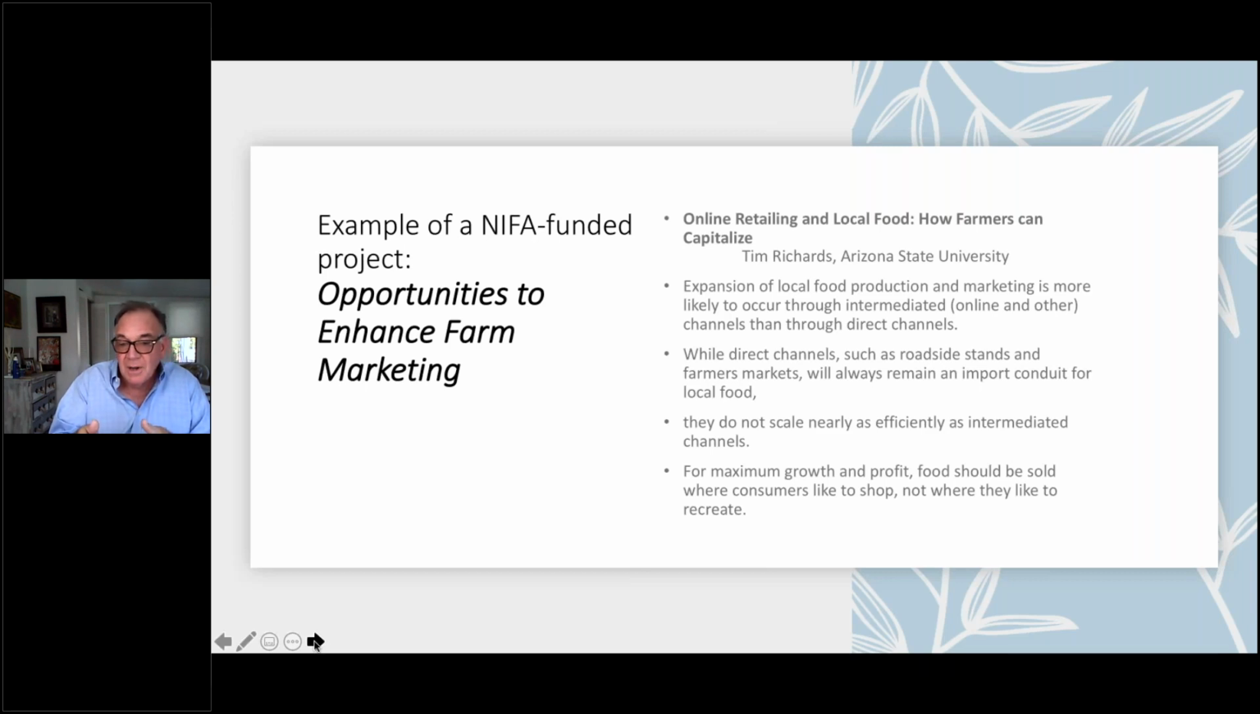But local food advocates would argue that the local food markets also provide other community services and opportunities that are benefits beyond the food marketing itself. So there are these trade-offs between these two types of approaches for creating opportunity for farmers. So this is sort of an example of those kinds of trade-offs.